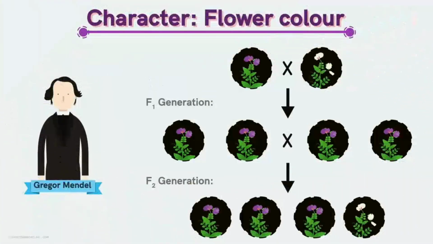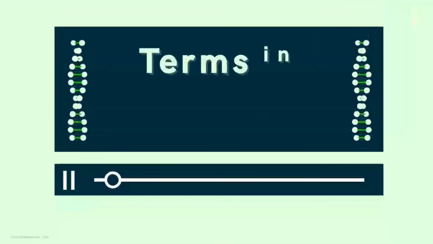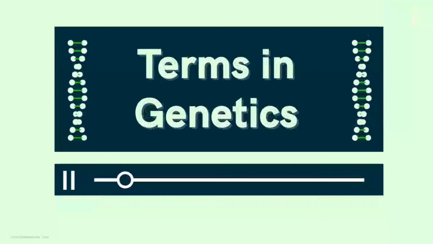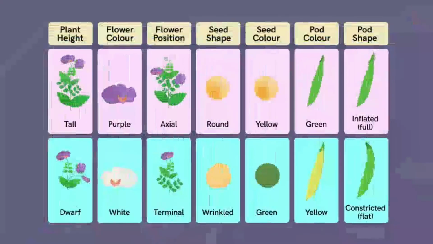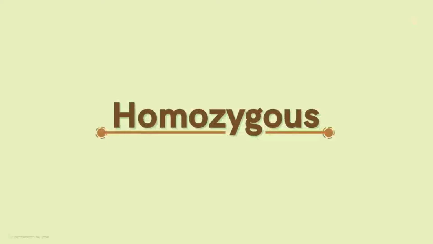We have seen how the cross of a character like flower color is carried out. In this part, let's get introduced to a few more interesting terms in genetics. But before that, let's understand the cross of one more character and get thorough with it. Before beginning any such experiment, we need to make sure that the parents selected are homozygous in nature.